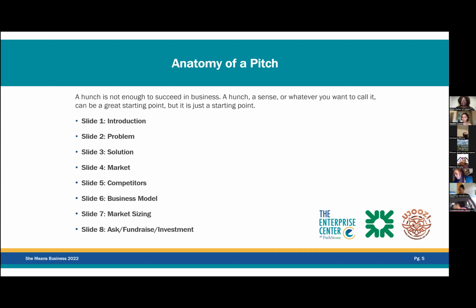Slide 1 is your introduction. Slide 2 will be your problem. Slide 3, your solution. Slide 4, the market. 5 is competitors. 6 is your business model.